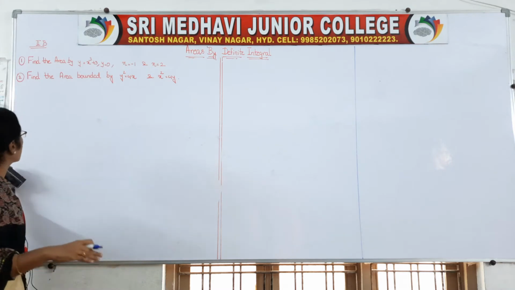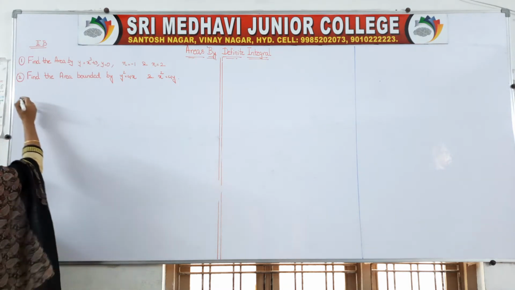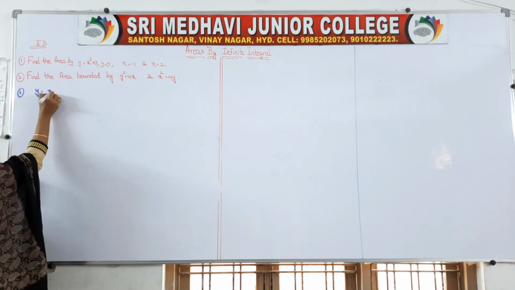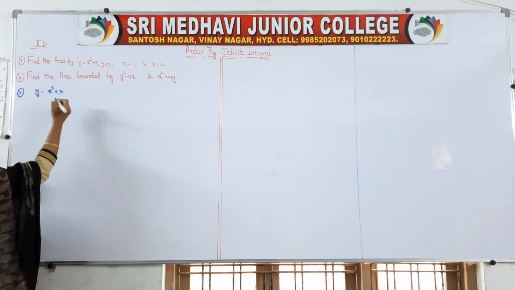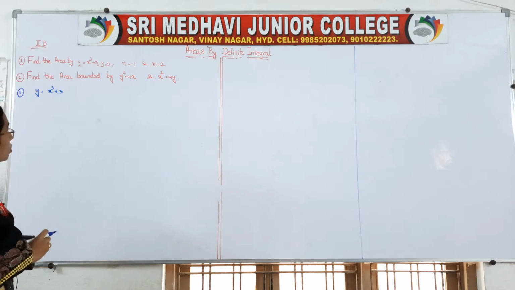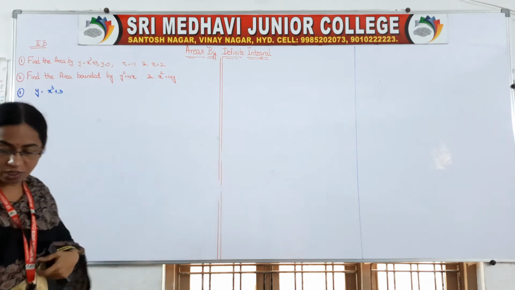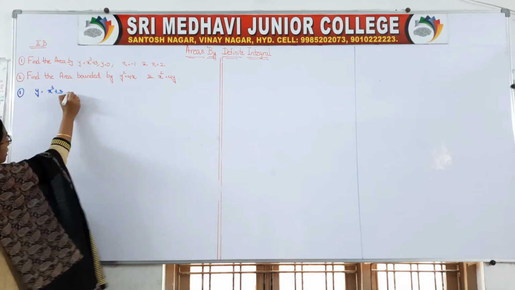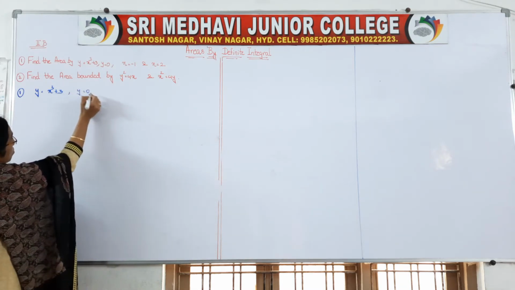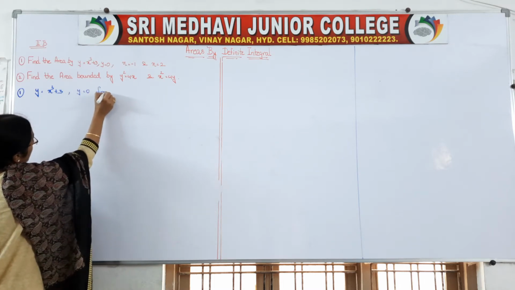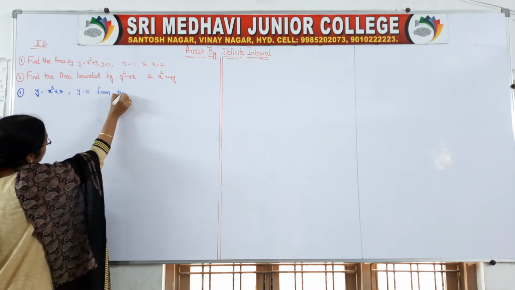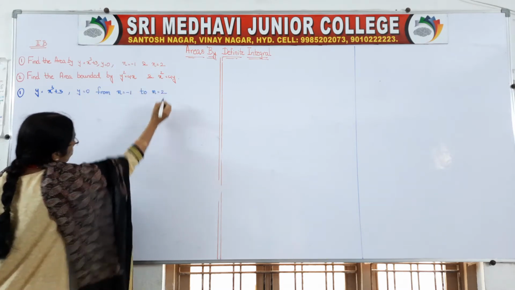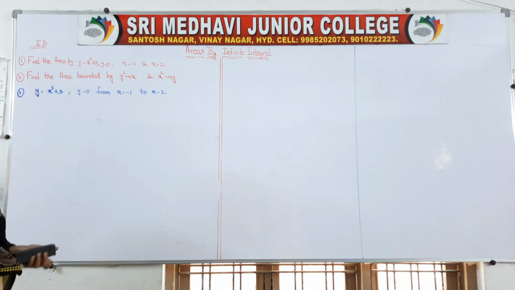Okay, so come on, first question: find the area by the curve y is equal to x cube plus 3, and y is equal to 0. What is meant by y is equal to 0? On the x-axis, y is equal to 0, right? Limits are given to you: x is equal to minus 1 to x is equal to 2. So bounds are given to you.